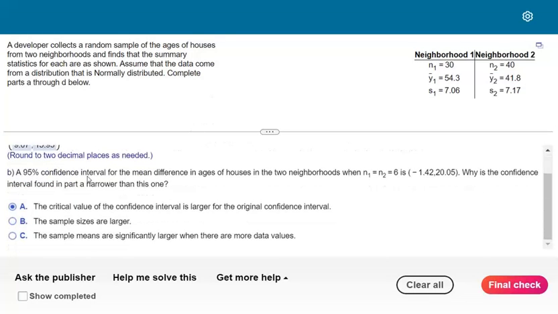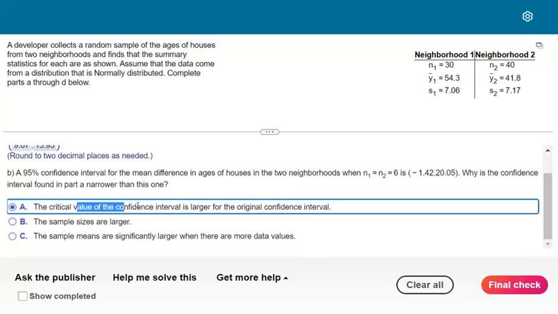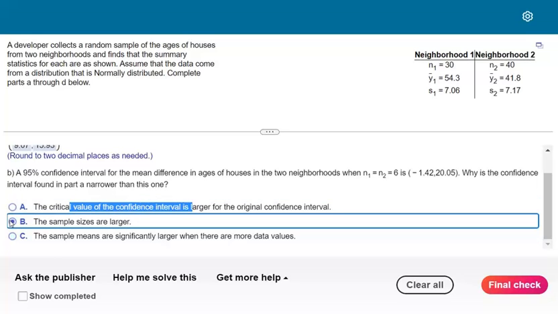Okay, so a larger sample size, it shrinks the standard error. A larger sample size, it shrinks the critical value. So this is actually opposite. The original confidence interval had a larger sample size. So a larger sample size should have a smaller t value. Sample sizes are larger. That's true. Why is the confidence interval in part A narrower? It's true because the sample sizes are larger.